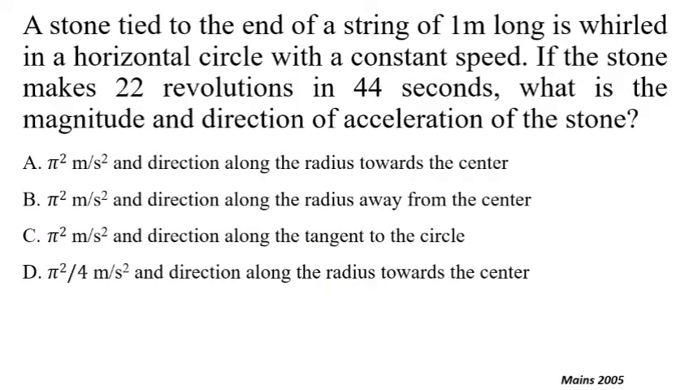Next problem: a stone tied to the end of a string of 1 meter length is whirled in a horizontal circle with constant speed. So radius is given and constant speed, that is uniform circular motion, is given. If the stone makes 22 revolutions in 44 seconds, so total theta is also given, and time for that theta is also given. What is the magnitude and direction of the acceleration of the stone? In case of uniform circular motion, you know that the direction of acceleration is always towards the center.